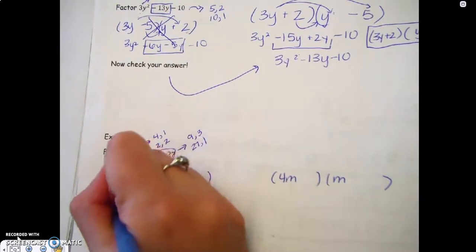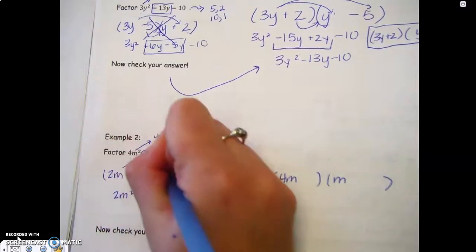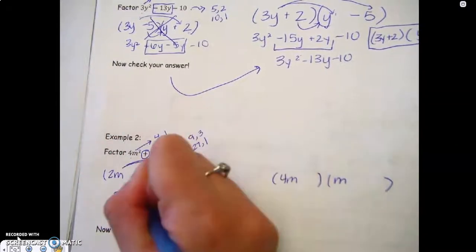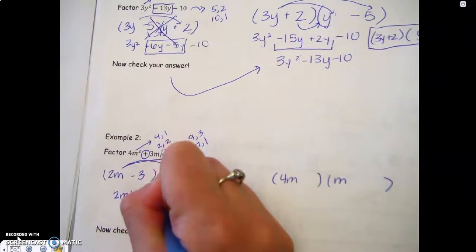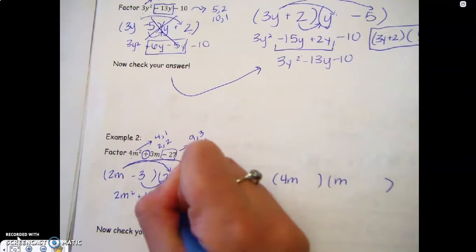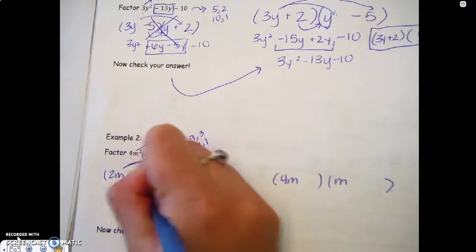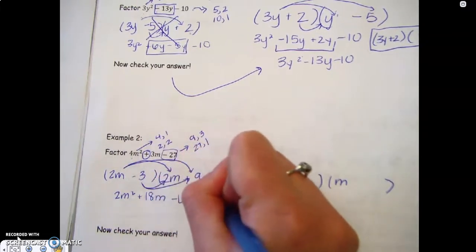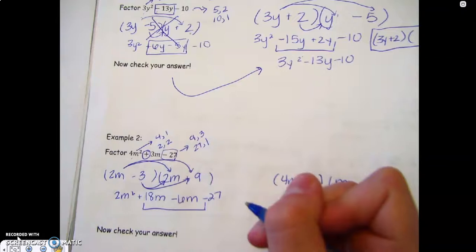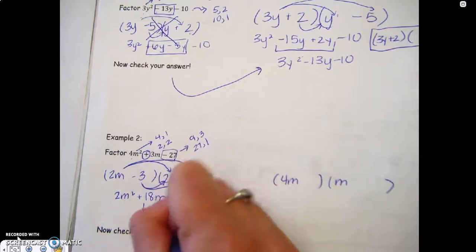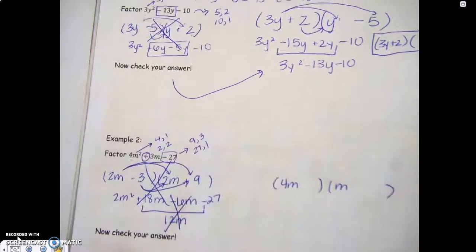2m times 2m is 4m squared. 2m times 9 is 18m. Negative 3 times 2m is negative 6m. And negative 3 times 9 is negative 27. So this is equal to 12m, which is not correct. So that is not right.